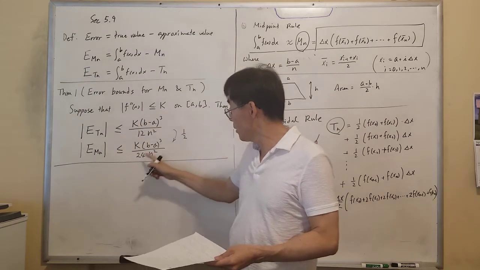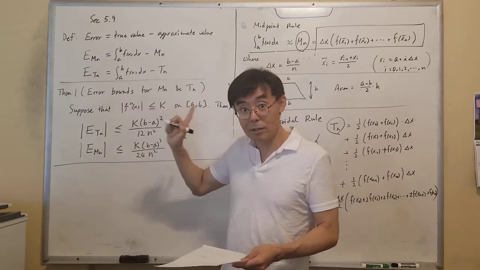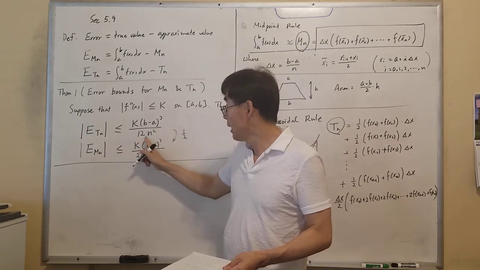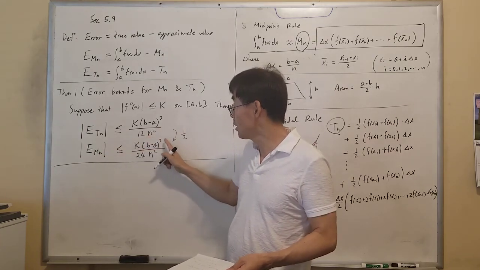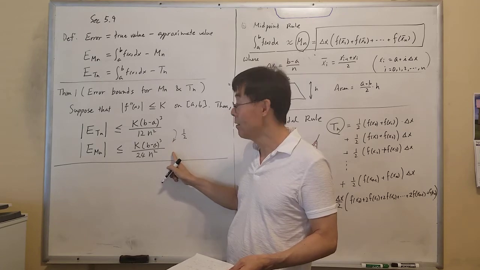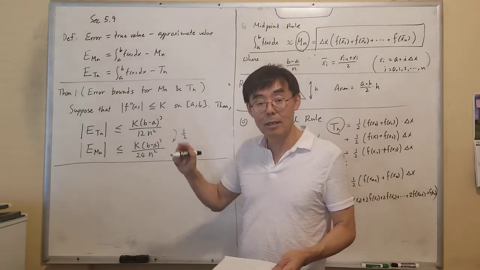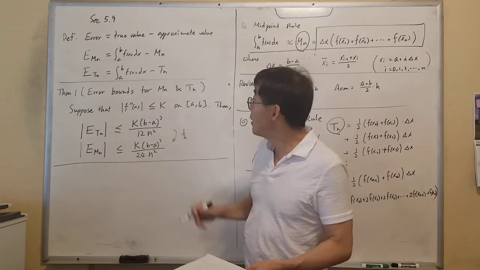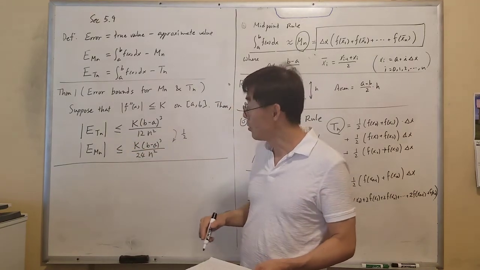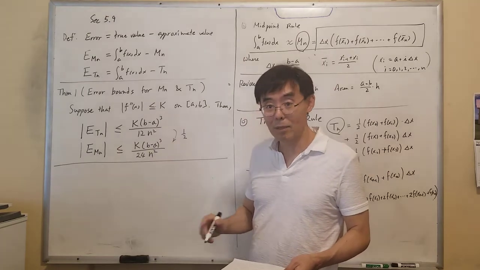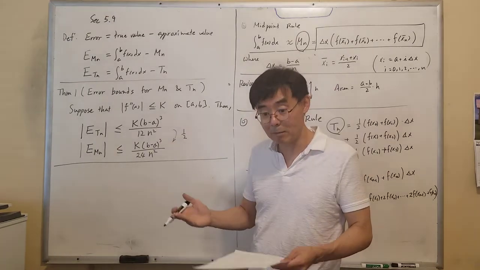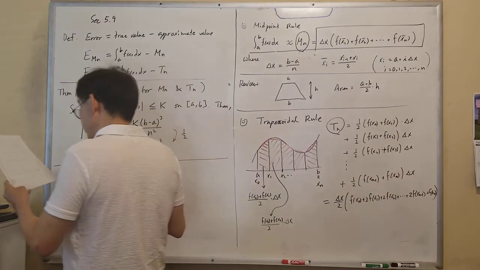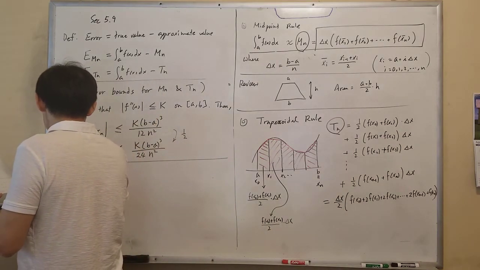And this seems to suggest that, at least in the worst possible case, the midpoint rule has 1/2 the upper bound of the error of the trapezoid rule. So twice as accurate, because the error is 1/2 the maximum possible error. All right. Now let's do some examples.